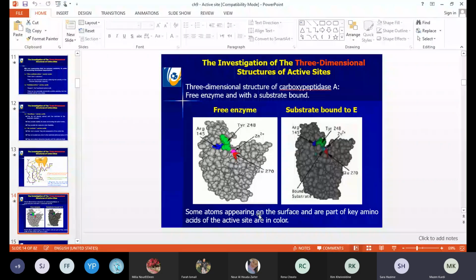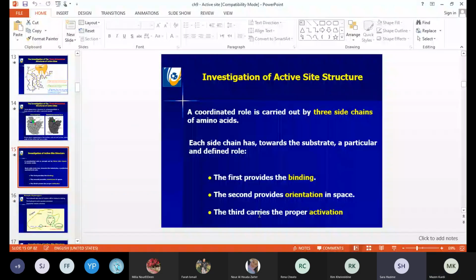Okay, here you have the carboxypeptidase A in its free form and its form bound to the substrate. As you can see, there is this slight difference in the structure when the enzyme is free and when the enzyme is bound, and this gives an importance to these auxiliary amino acids, important for the flexibility of this protein.